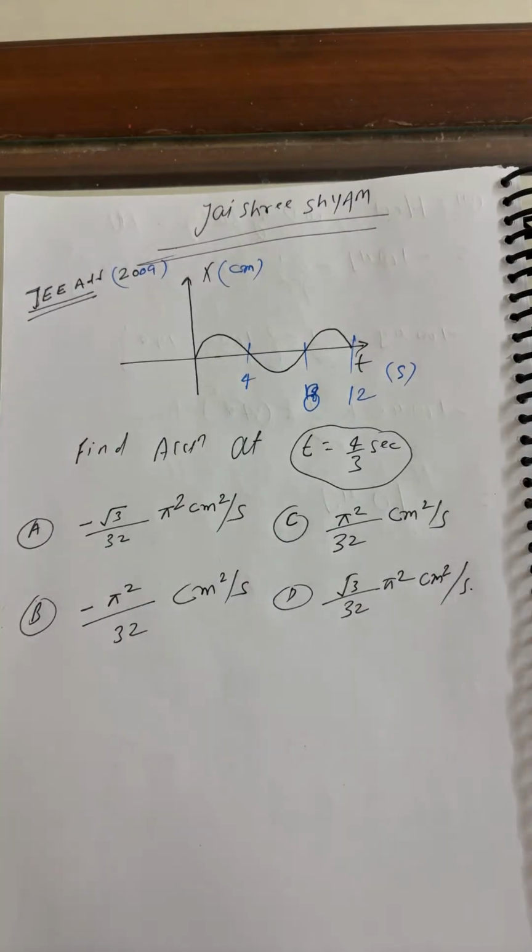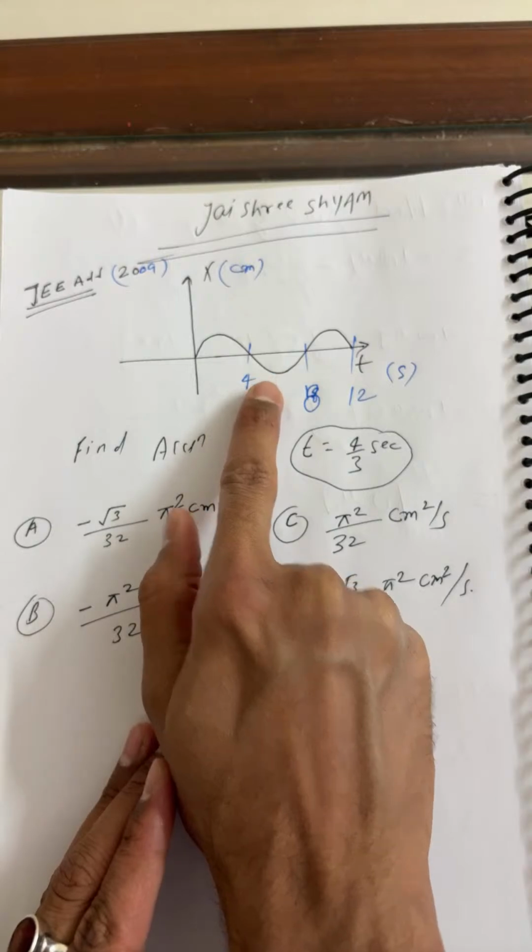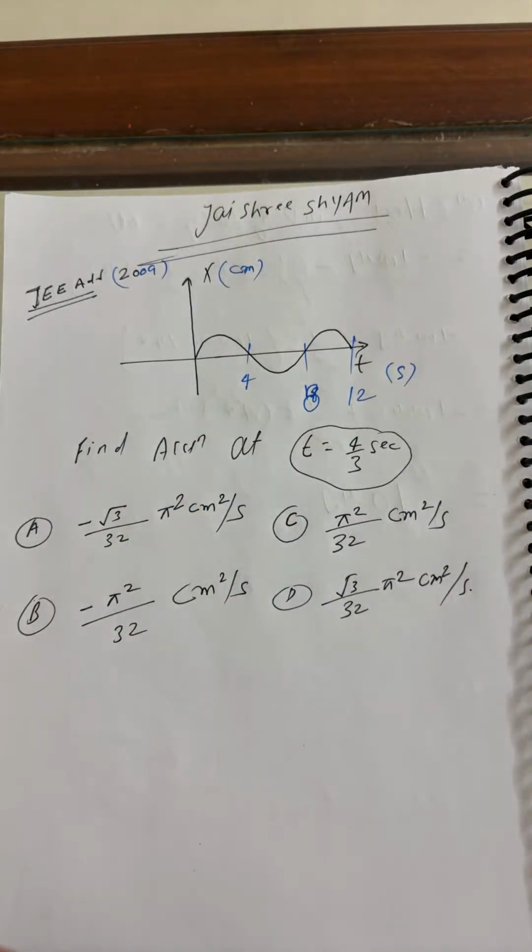We wish to find the acceleration not at 4 seconds, but at 4 by 3 seconds, which is 1 point something seconds. You can think of it like that. I hope it's easy.